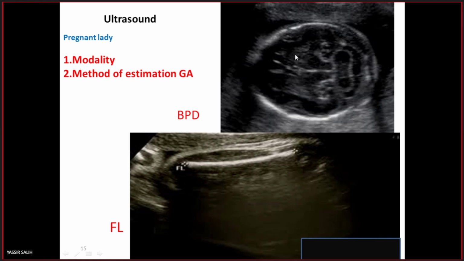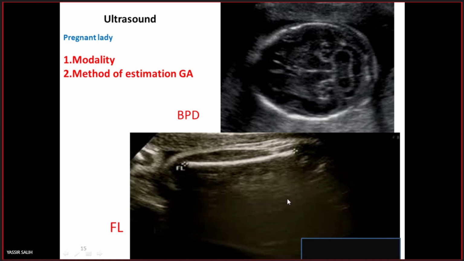The imaging modality. Ultrasound. We tell you the patient is pregnant so you know this is an intrauterine pregnancy. This is the head of the fetus. The method of estimation of gestational age in this image: BPD, biparietal diameter. This is one parietal bone and this is the other parietal bone, the diameter between them. Also, this is the pregnant lady.